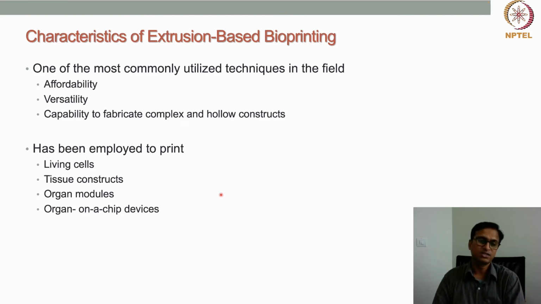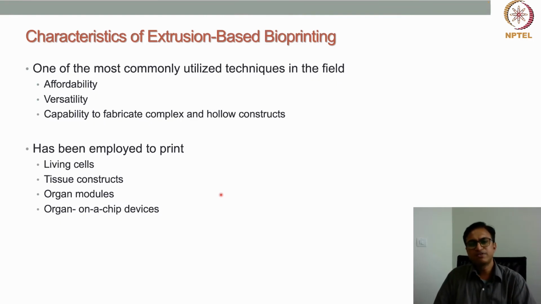So that is another important characteristic of this extrusion based bioprinting. The different tissue constructs have been attempted, and there are proof of concepts available where different types of tissue constructs, starting from skin to liver to cornea to muscle, have been produced or fabricated with this extrusion based bioprinting technique. Organ models have also been fabricated with this technique. So that is also very much possible, and those models have been used for different applications.